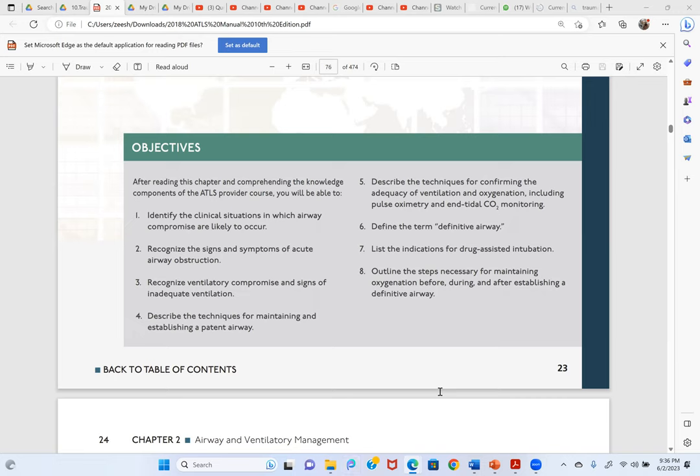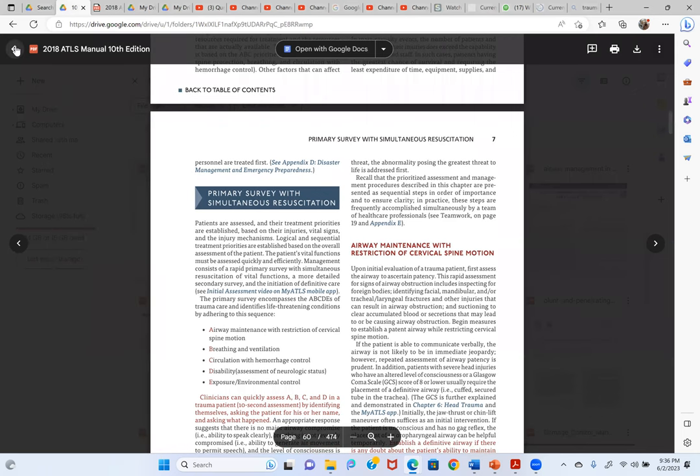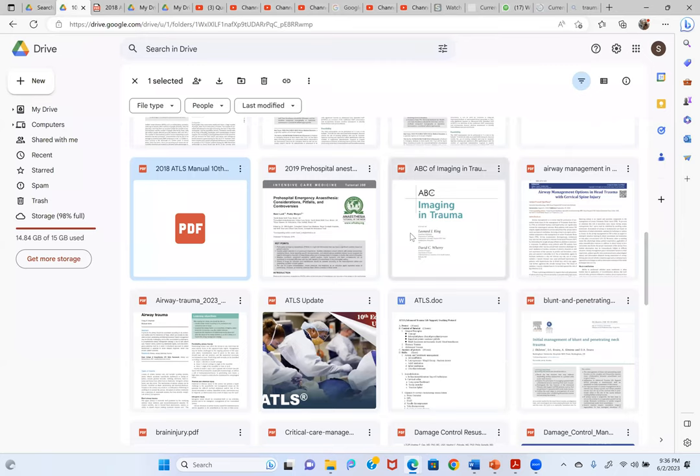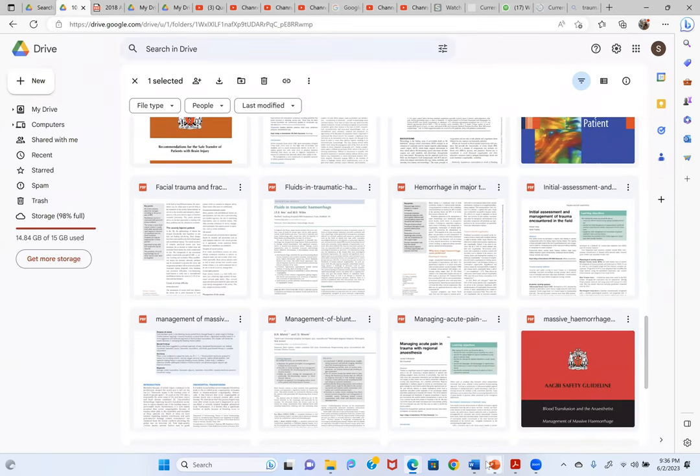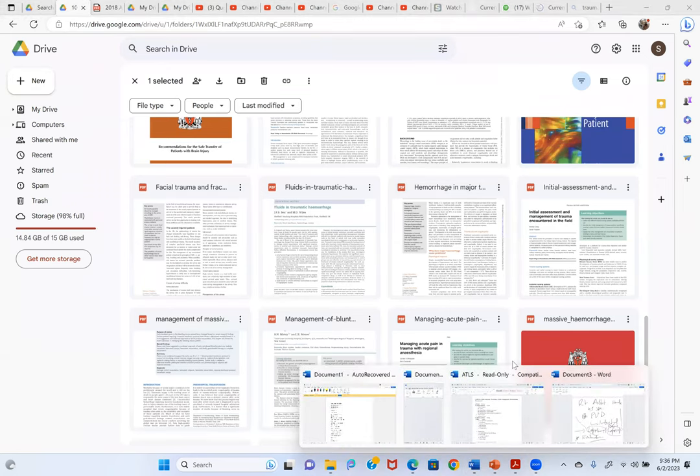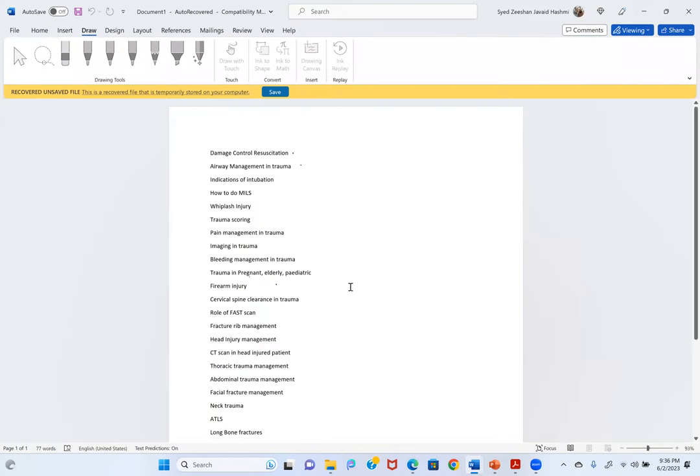This is from the ATLS book. This is ATLS. I shared the link. This one you will find in the main. So it's trauma. I put some things, and I will just show you what was in my mind when I was starting this topic. So this is what we are trying to learn.